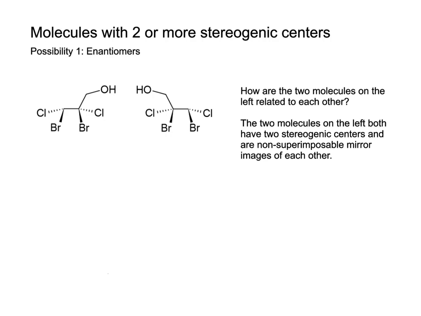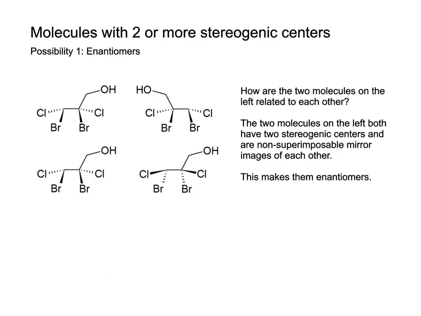Well, if you look at them, both of them have 2 stereogenic centers, and they have the same connections around each of the stereogenic centers. They're also mirror images of each other. However, if we really take a careful look, we would say that they are definitely non-superimposable mirror images. This makes them enantiomers.